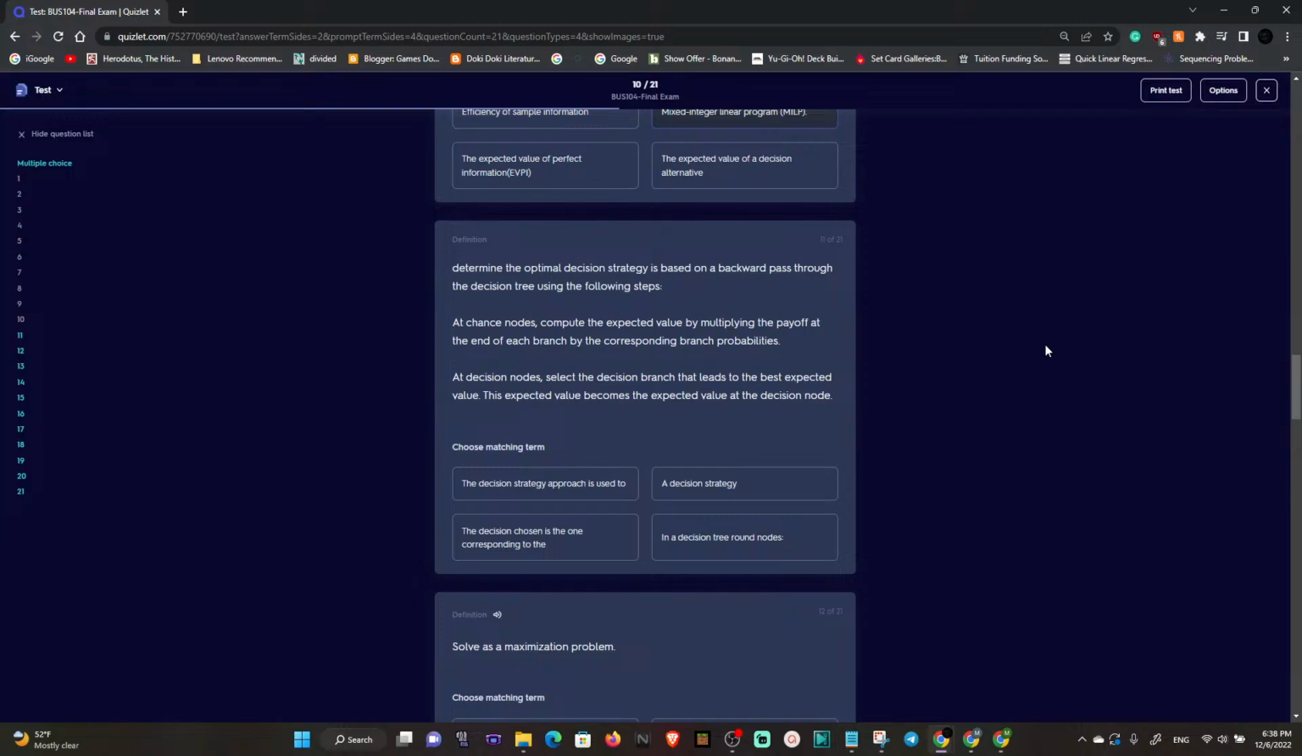So determine the optimal decision strategy based on a backward pass through the decision tree using the following steps. At chance nodes, compute the expected value by multiplying the payoff at the end of each branch by the corresponding branch probabilities. At decision nodes, select the decision branch that leads to the best expected value. This expected value becomes the expected value at the decision node. Decision strategy.